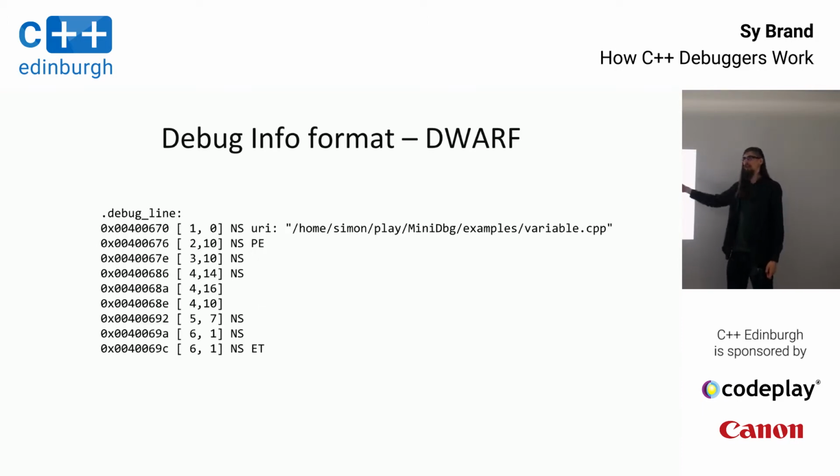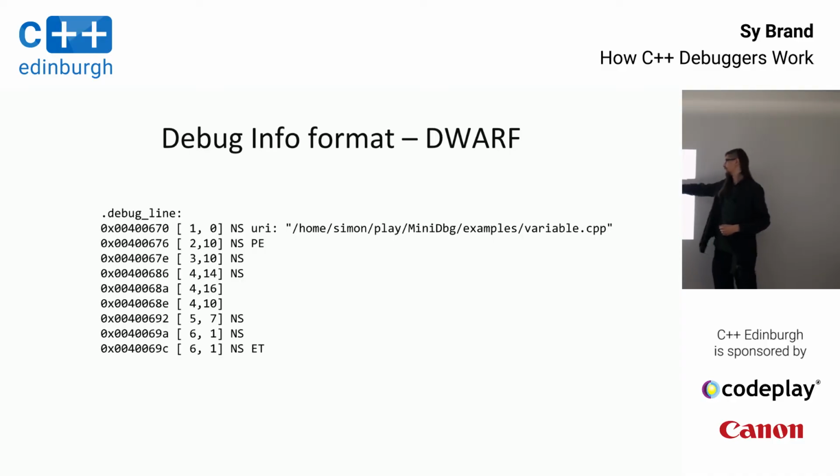DWARF also has line table information. So just as well as knowing which compilation unit this comes from, I might say, okay, if I am at this program counter, then which line in my source code am I actually executing? And this is a means to map that back.